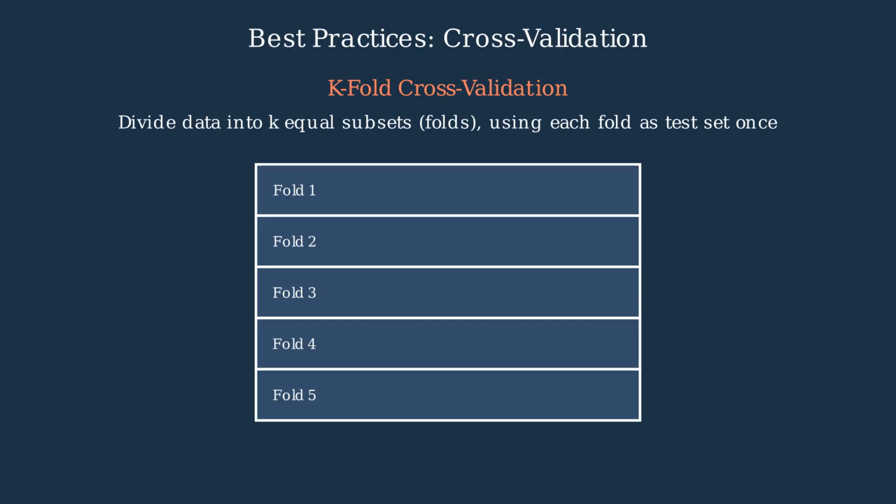This method divides your data into k equal subsets or folds. Each fold serves as a testing set once, while the remaining folds collectively serve as the training set. The process is repeated k times, with each iteration using a different fold as the test set. This approach provides a more robust validation by utilizing all data for both training and testing.